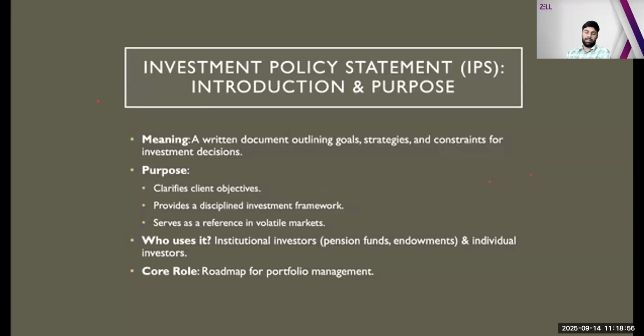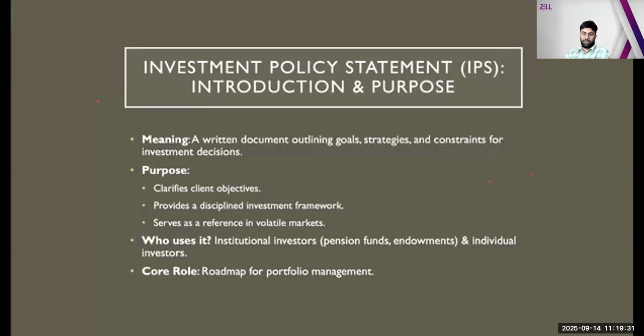Have you heard of Harvard's endowment fund? No? It provides funds for research. Harvard's endowment fund is one of the largest endowment funds in the world, I would say. It is managed based on a detailed IPS structure. So what is it ensuring? It is ensuring investments that align with long-term goals, like research funding or providing scholarships to students.